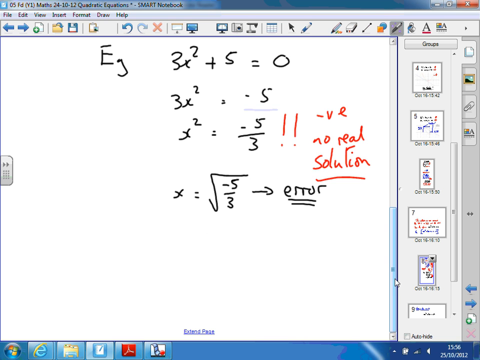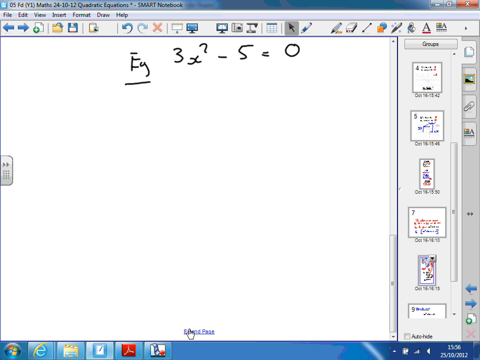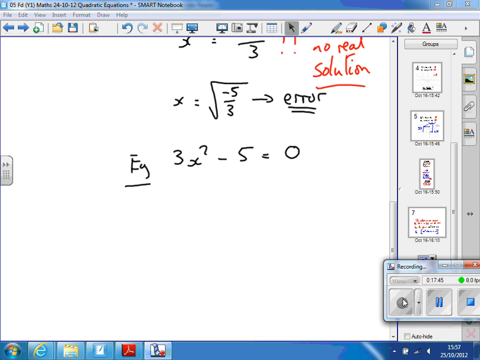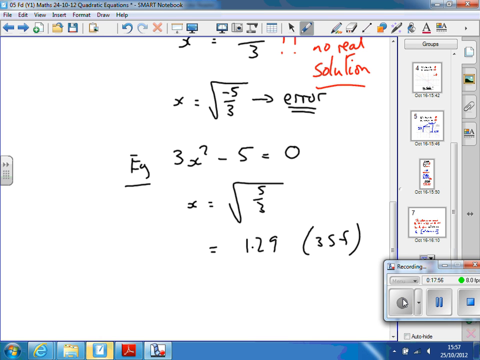Another example. Give you one you can do this time. 3x squared minus 5 equals 0. Try that. I'll just pause. So x turns out to equal the square root of 5 over 3, which is 1.29 to 3 significant figures. But what have we got to put on that? Plus or minus, yes. Okay, two possibilities.